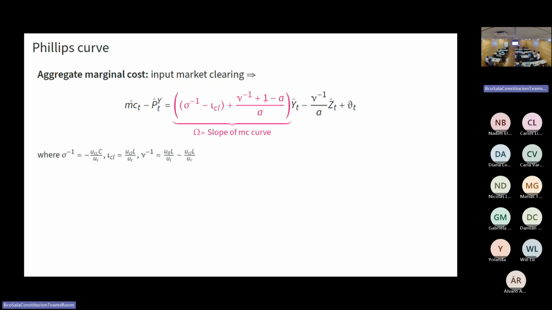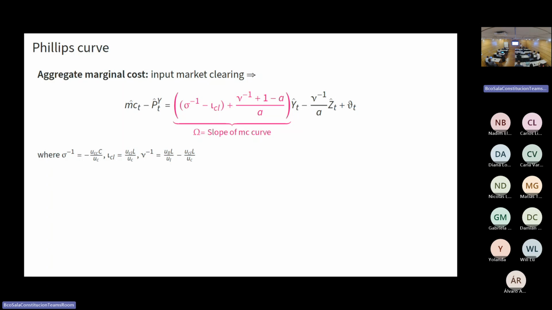Now, the important thing here is that this omega coefficient, which is going to be the elasticity of real marginal costs with respect to GDP, is going to depend on a combination of parameters. Okay, a combination of parameters that is going to capture the firm-level elasticity of marginal costs, but also the elasticity of the supply for inputs after changing components. In the standard model, this is something like the Frisch elasticity of labor supply.